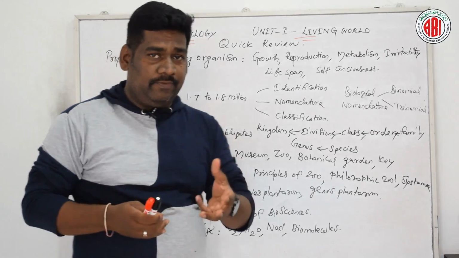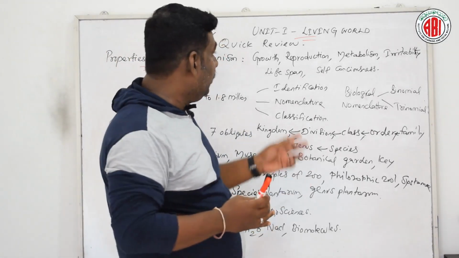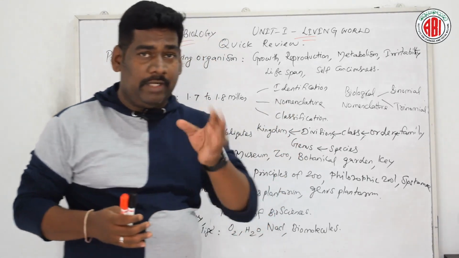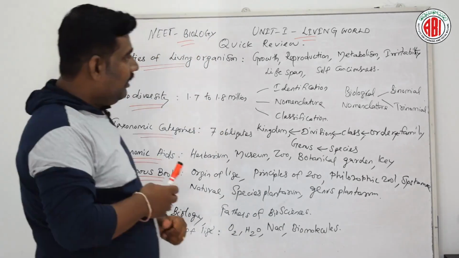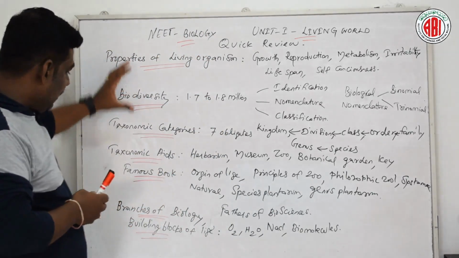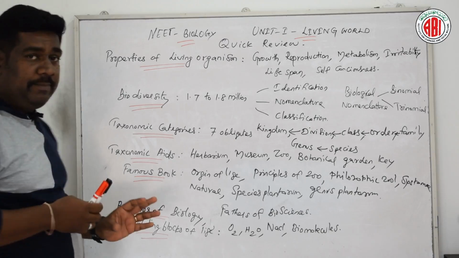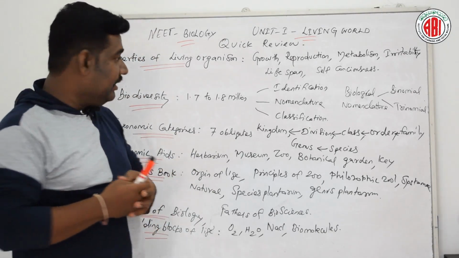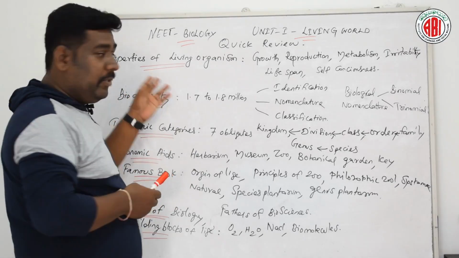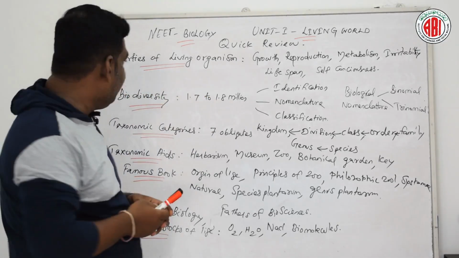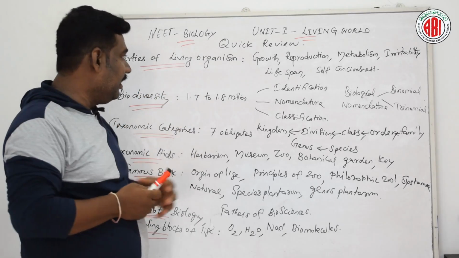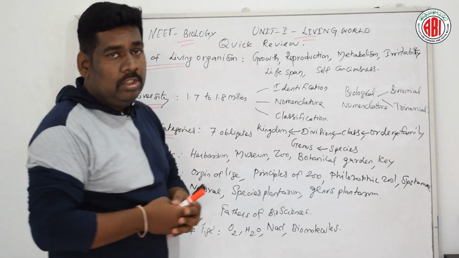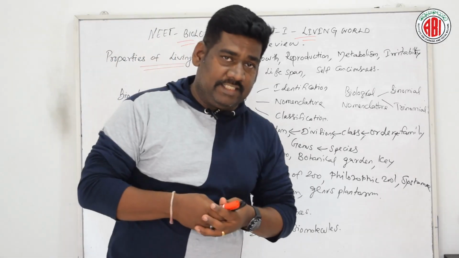Now let us go for a quick review about this unit 1 Living World, which includes these different categories, these major points. Let us see one by one what we are going to discuss now. First we are going to discuss the topic, that is properties of living organisms.